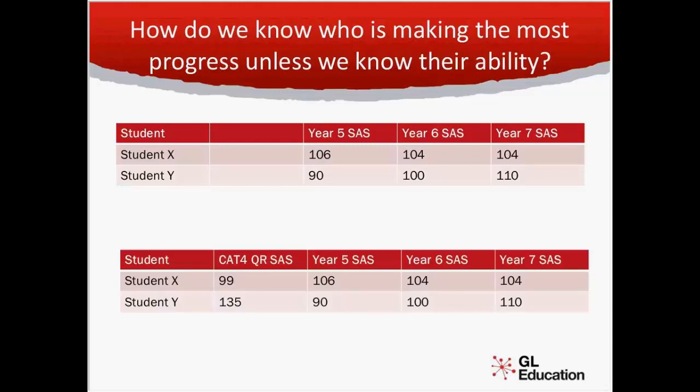When we put the CAT4 data in, and we've just taken the quantitative score, we get rather a different picture. Student X's quantitative score for CAT4 is 99, and yet the attainment is much higher. So we've got 106, 104, and 104. So student X is actually doing very well. Student Y, who we thought was making excellent progress, is absolutely still making excellent progress. But we'd worry in terms of the CAT4 score saying they've got 135 quantitatively, and in year 5 they're only achieving 90 in their maths scores.